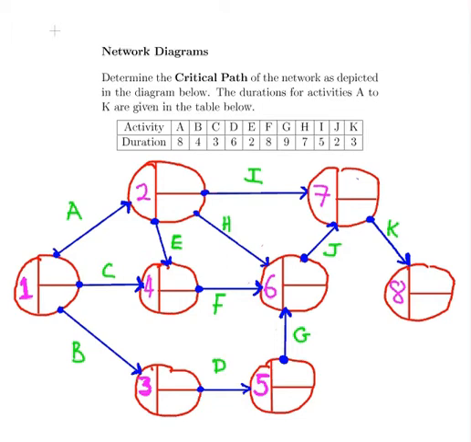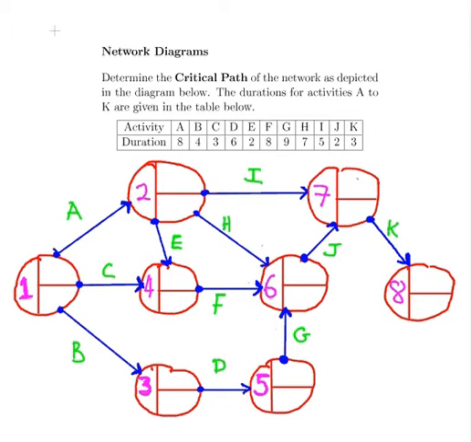Now, let's look at the nodes here. They are split up into 3 segments. So the circle is split up into 3 segments. On the left-hand side, we simply have the number of the node, number 1, number 2, and so on. On the right-hand side, we have it broken up into 2 parts. The top part represents the earliest finish.